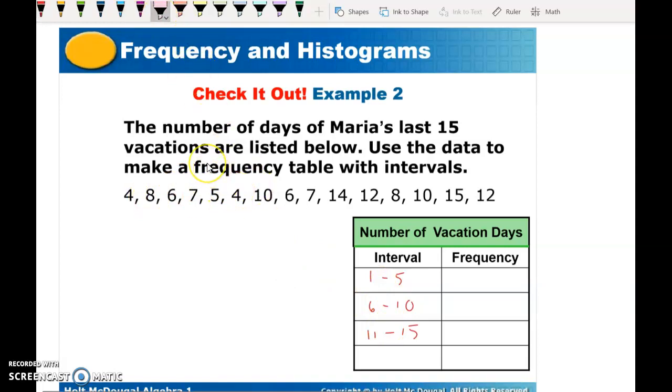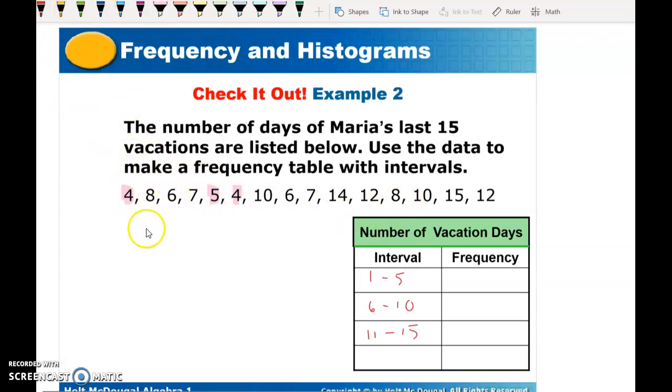I like using the highlighter. How many numbers are between 1 and 5? So let's start at the beginning. I'm just going to highlight each one. So there's 4 and 5, because we're including the 5 there. Is that it? Do we see any more? Nope, just those 3. Okay, so there's 3 numbers.